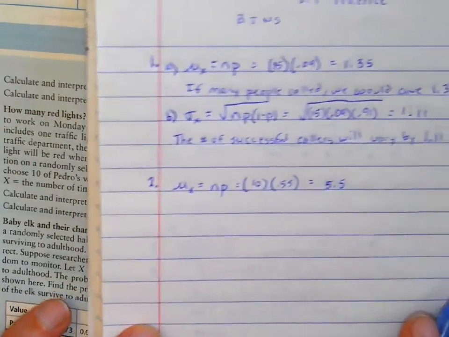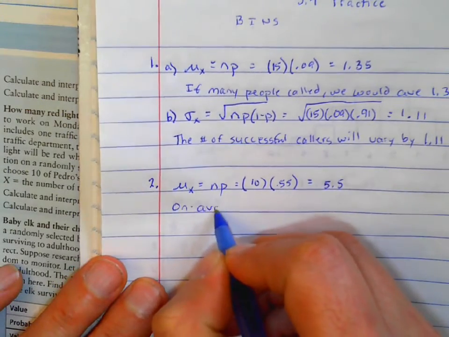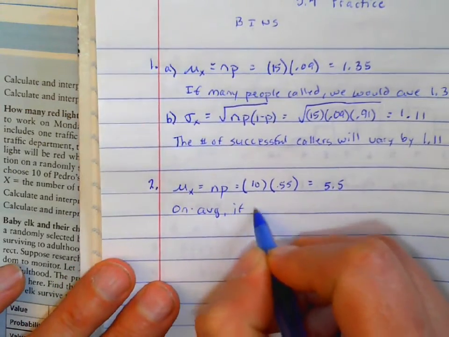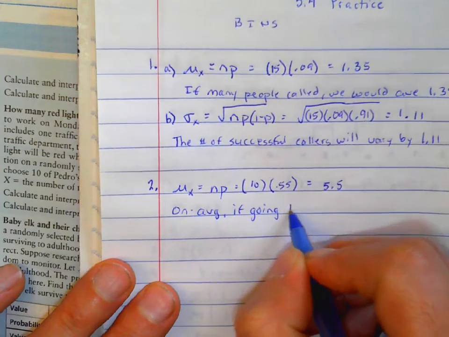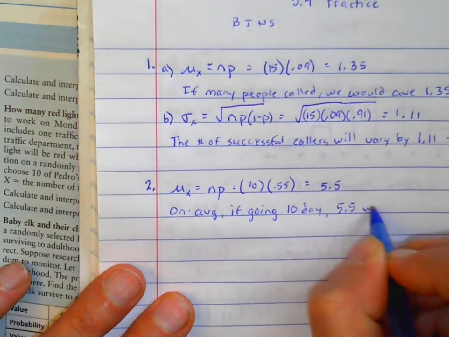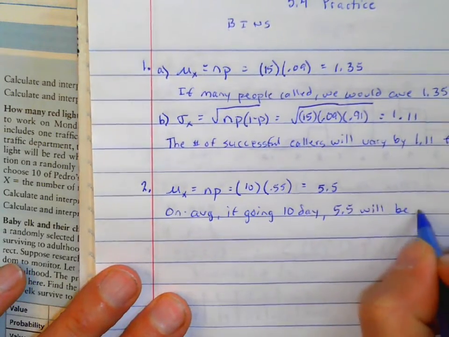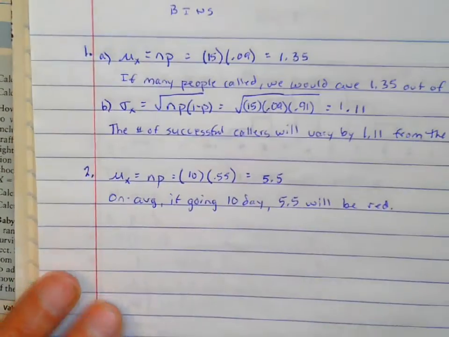So it means that on average, if going 10 days, 5.5 will be red. Okay, so on average, 5.5 of them will be red.